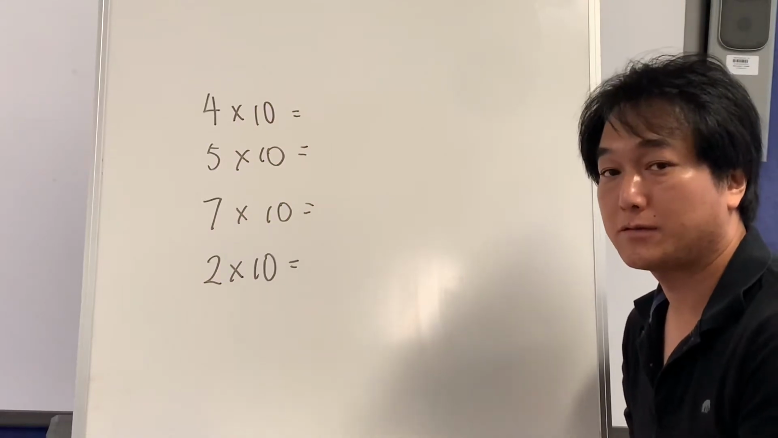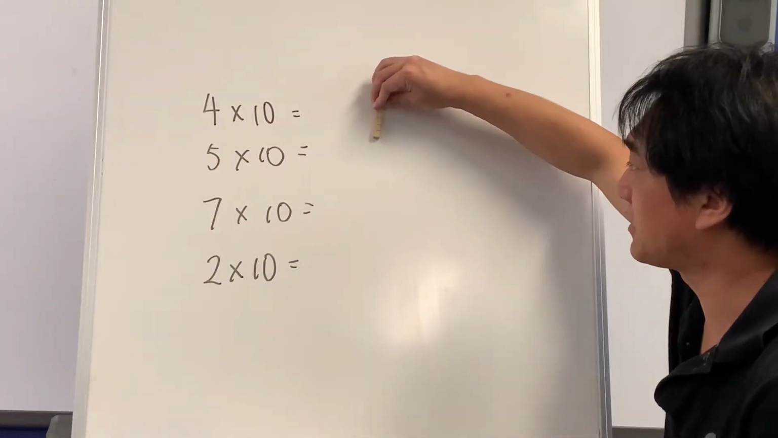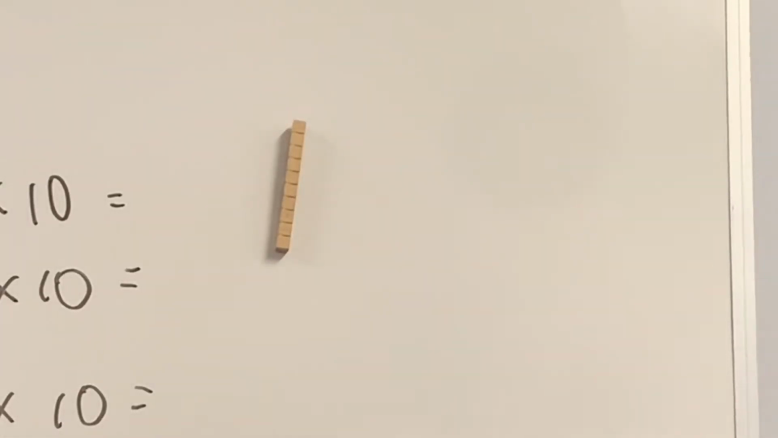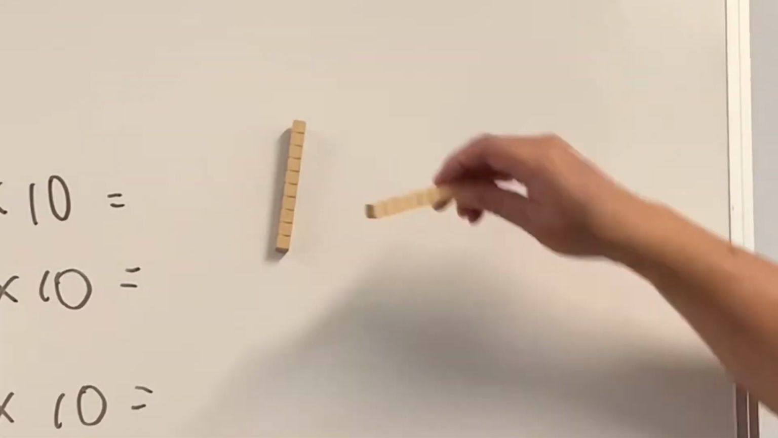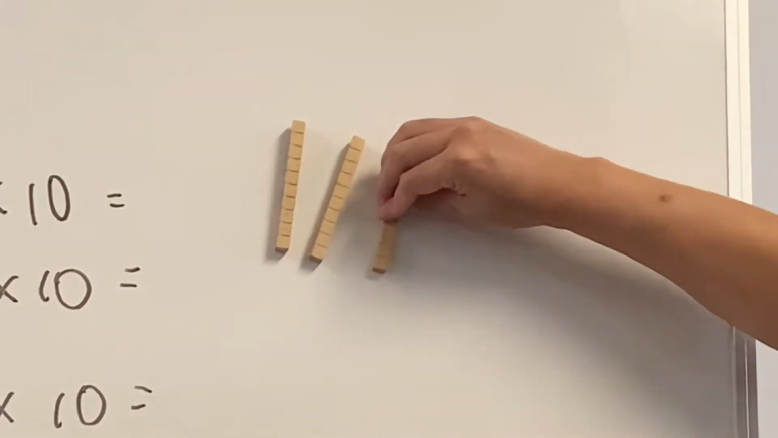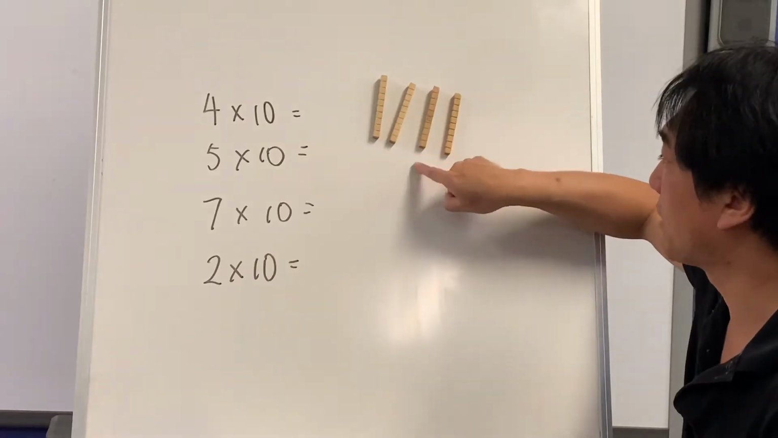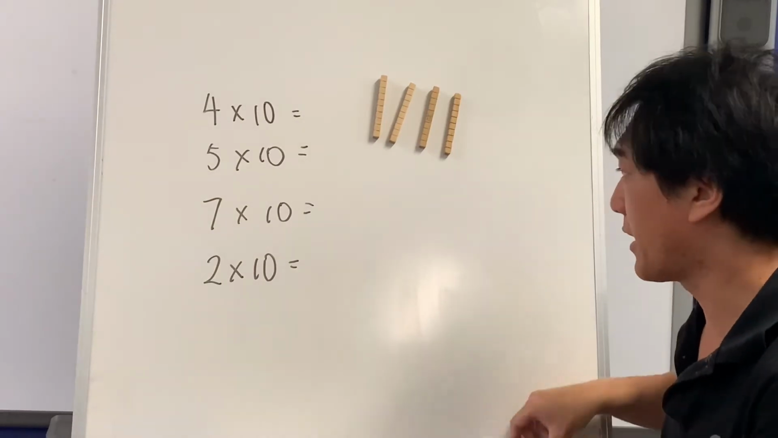Did you get the answers? Now, the first one, 4 times 10, this is a 10, right? I need 4 lots of 10s. Some of you might know the answer, or we can quickly see what's happening here. 4 lots of 10s will make 10, 20, 30, 40. The answer is 40.